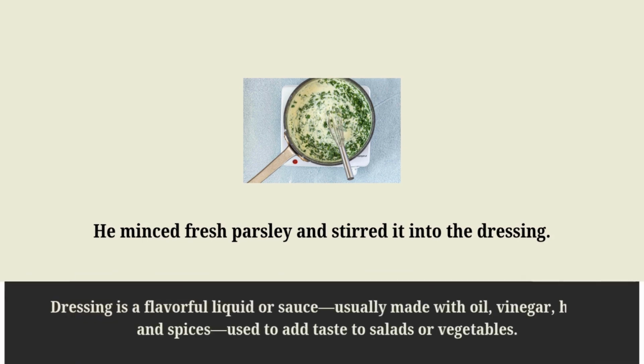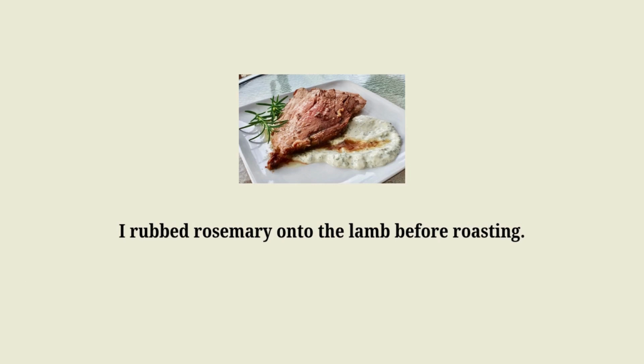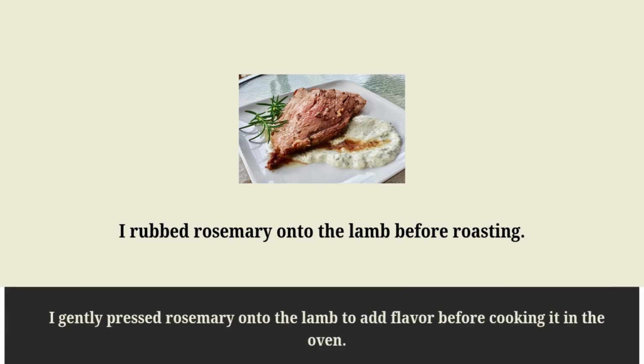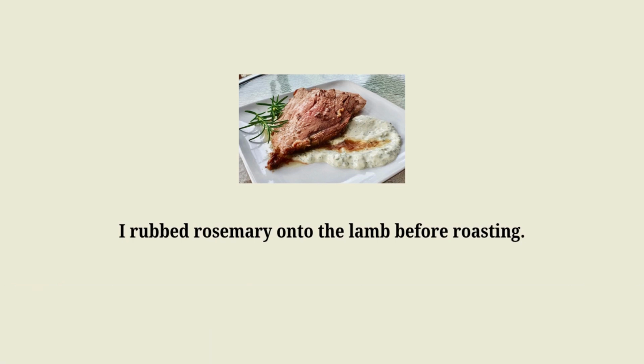And dressing is a flavorful liquid or sauce, usually made with oil, vinegar, herbs, and spices, used to add taste to salads or vegetables. I rubbed rosemary onto the lamb before roasting. In simple terms, I gently pressed rosemary onto the lamb to add flavor before cooking it in the oven.